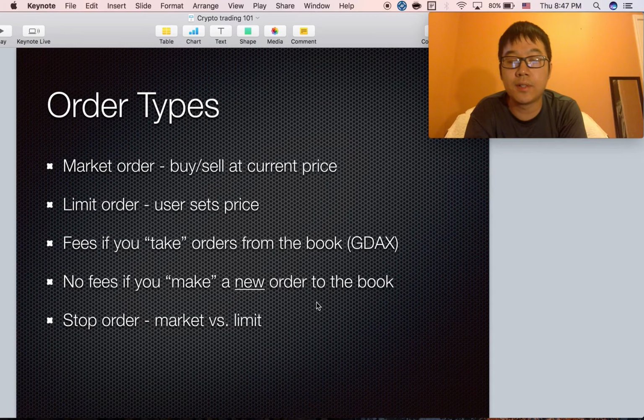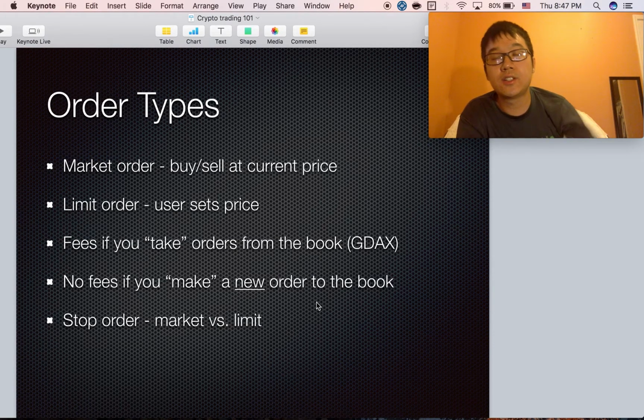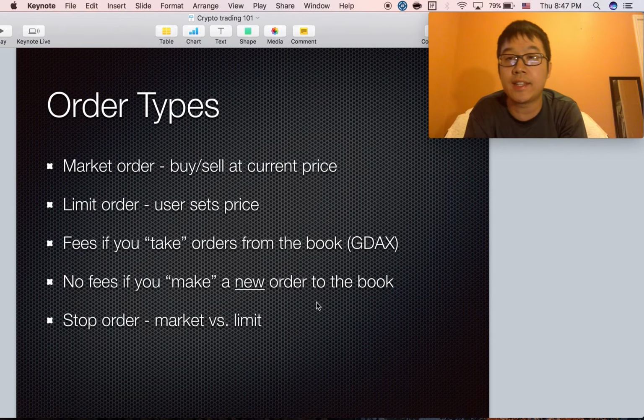So for example, market is that you just buy at the next available price. So if the price of your coin is dropping really rapidly and you have a stop order at $1,000 per coin, but the next available best price is at 500 and you put a stop market order, your order will execute at the $500 price.